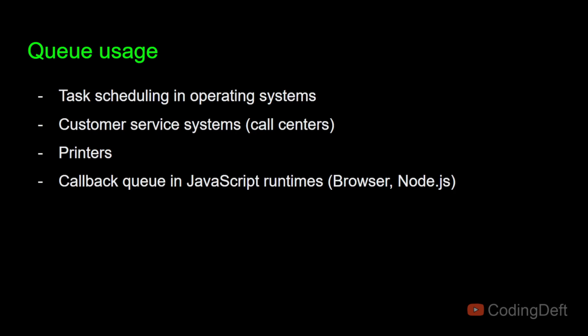And the next example would be the callback queue in JavaScript runtimes. Whenever we execute asynchronous method or any web APIs, those functions will go and sit in the callback queue, and the event loop will check if the call stack is empty. Then it will take one function from the front of the queue and it will place it in the call stack. So that's about a queue overview. In the next video, we will see how to implement queue in JavaScript.